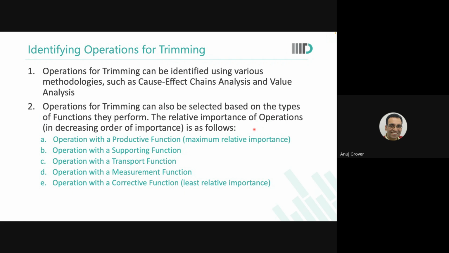Lowest is for corrective. Because you do not want there to be any defects in the first place. If you improve the earlier functions, there will be no defects, so corrective functions will not be required. So corrective functions should be the first target. Then measurement functions, if you can somehow do away with the measurements while still maintaining the same quality, the same output. Because measurement functions are also very expensive.